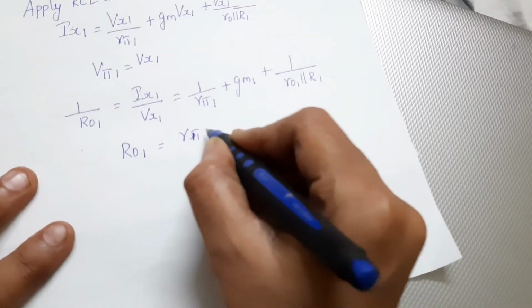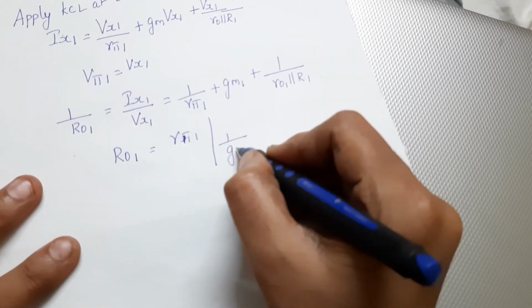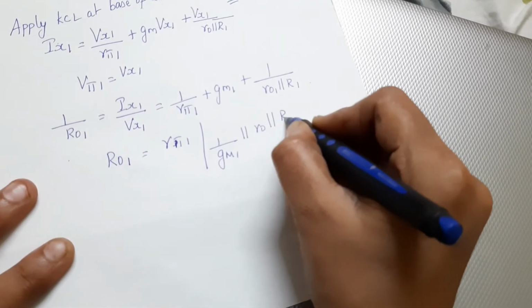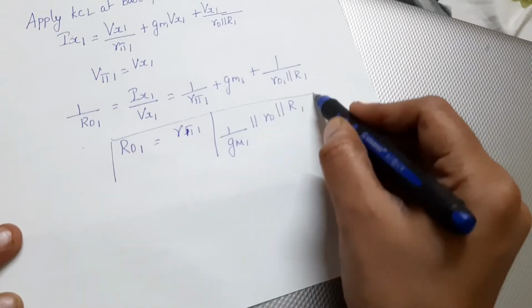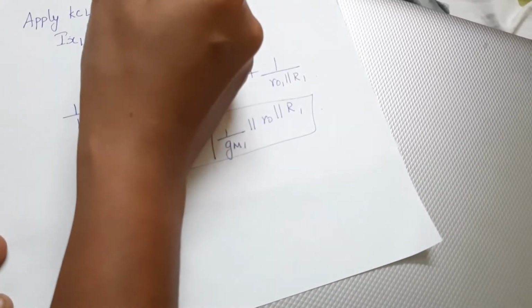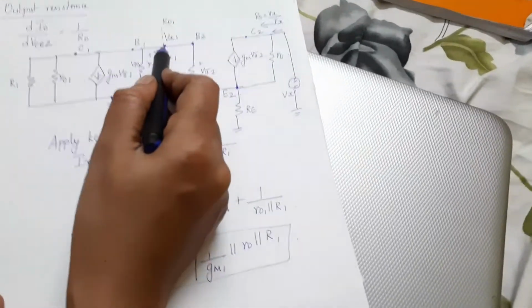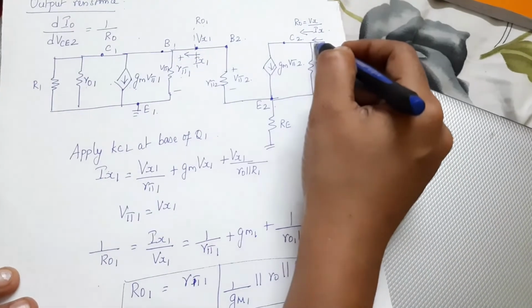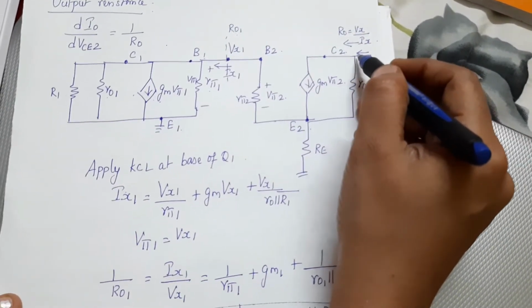So I can write R01 will be equal to 1 upon 1 by Rπ1 plus gm1 plus 1 by R0 parallel to capital R1. So we have found what is our R01, that is, seeing from here, we have calculated our output resistance. Now seeing from here, we have to calculate what is our output resistance from the transistor Q2.